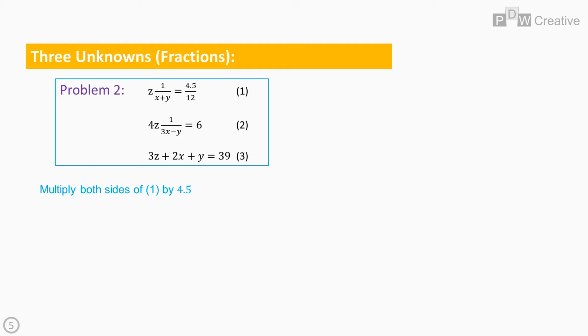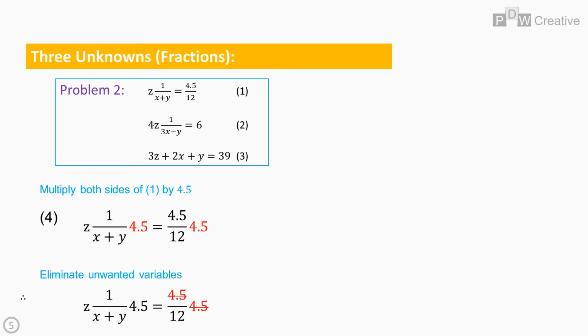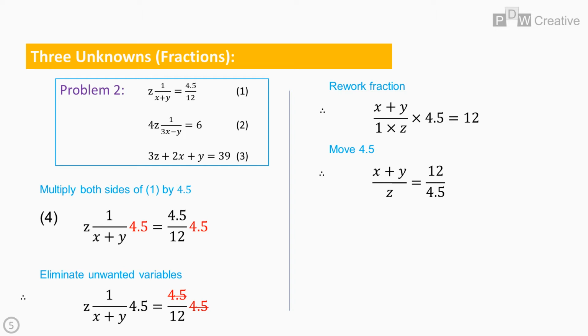First, I multiply both sides by 4.5. Now I can eliminate from both sides. 4.5 over 12 is cancelled by multiplying 4.5 and vice versa. The equation will not quite work out right now until we do something to the left-hand side. The fraction can be flipped on its head by moving z to the bottom of the fraction and multiplying by 1. The rebalanced equation should then equal 12 when we know all unknowns. 4.5 can be moved across. So multiply by 4.5 becomes 12 over 4.5.